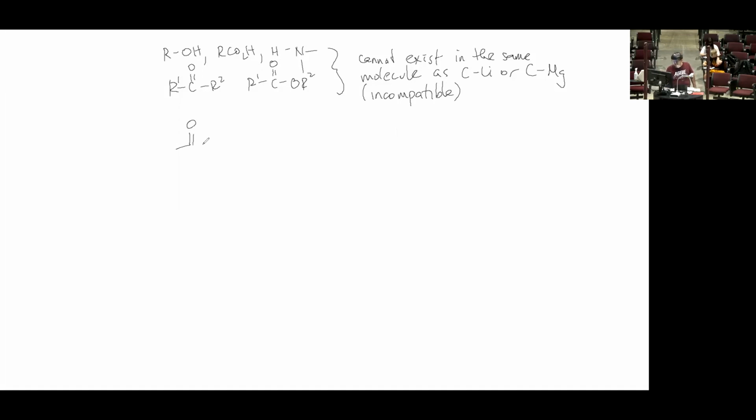Or in other words, one word that you'll hear used quite a bit is we say these groups are incompatible with carbon-lithium or carbon-magnesium bonds. You can put it either way. And hopefully the reason for that is fairly clear. What that means is, just to give an example, let's say that we had some molecule that looked something like this.